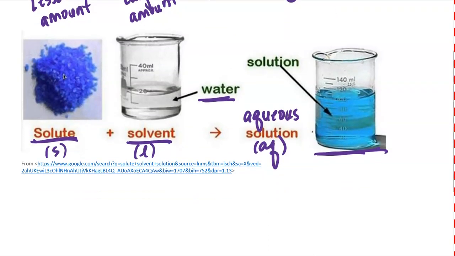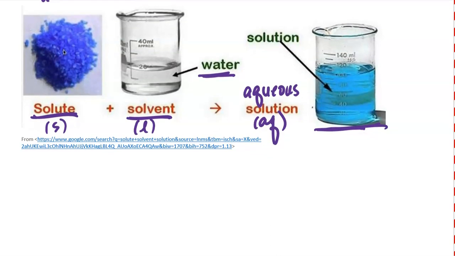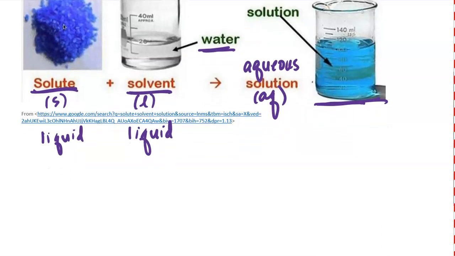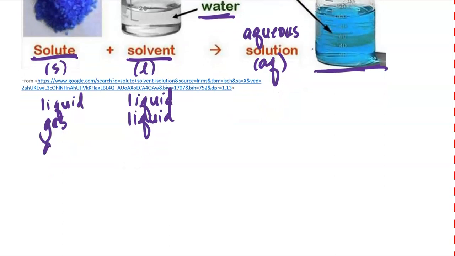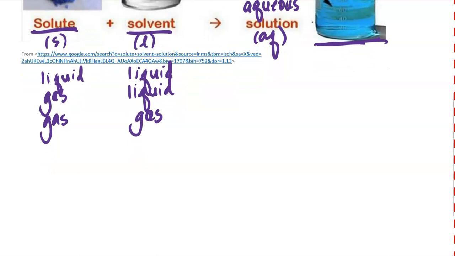Now, even though in this particular example we have a solid solute and a liquid solvent, it doesn't have to be that way. In class, we'll discuss in greater detail the different types of solutions that we can have, but it's entirely possible to have a liquid solute combined with a liquid solvent. It's entirely possible to have a gas solute combined with a liquid solvent. It's possible to have one gas be a solute and another gas be a solvent. It's entirely possible for a solid to be a solute combined with a solid solvent as well. And so we'll discuss this in greater detail in class.